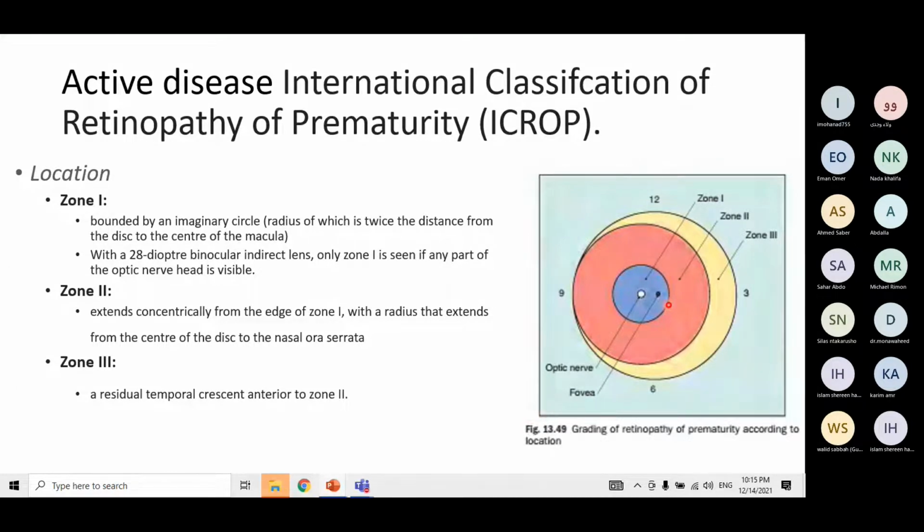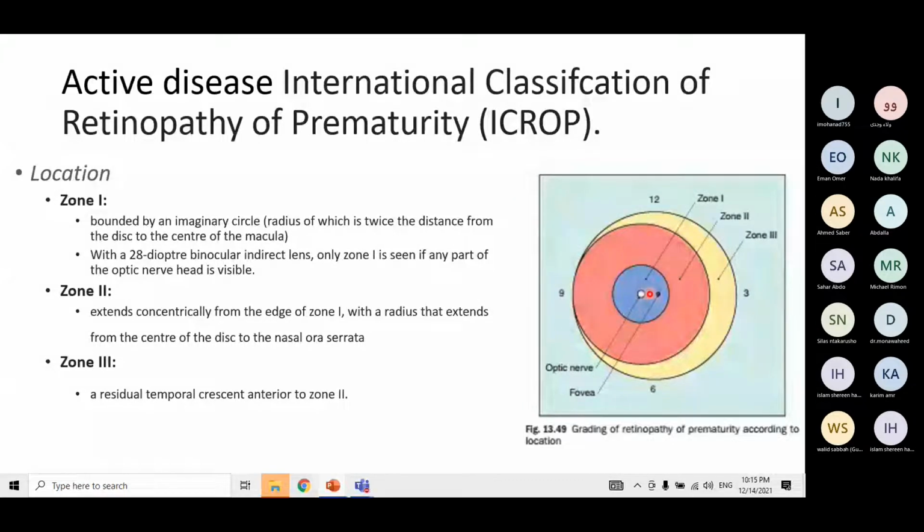Zone 1 is the most central part. If we have a zone 1 disease, this means that the blood vessels did not cross zone 1, which is roughly represented with a circle. This circle is centered around the optic disc, and it has a radius of double the distance between the optic disc and the center of the fovea.